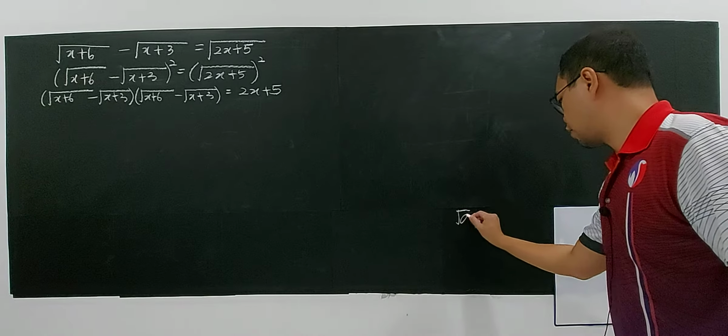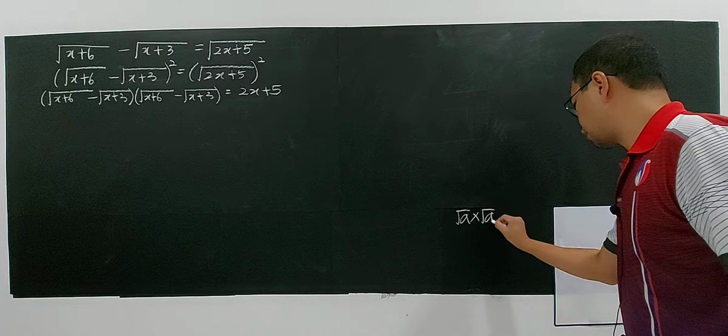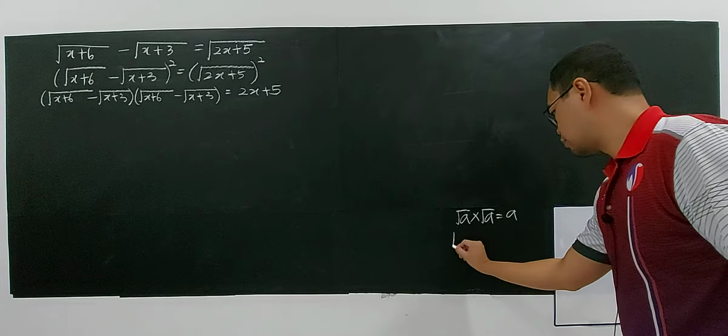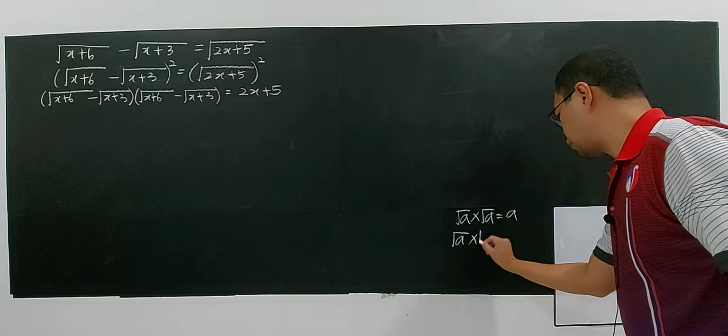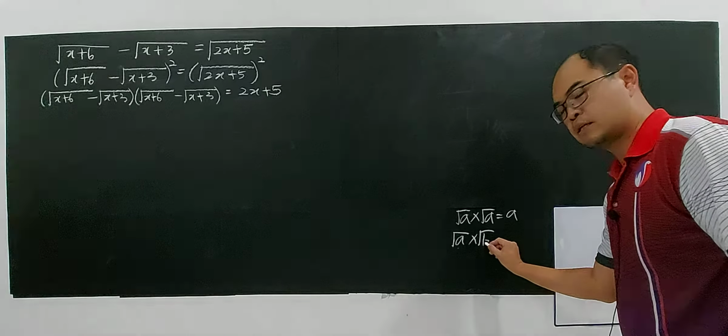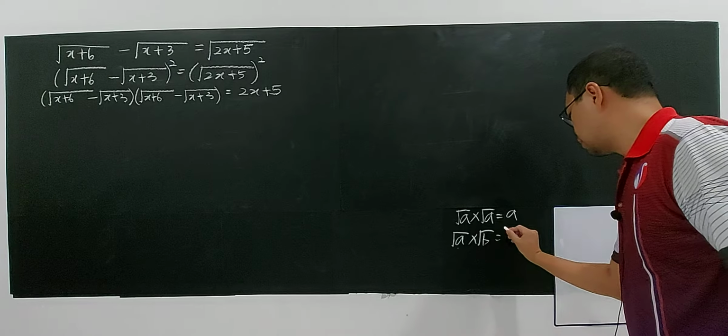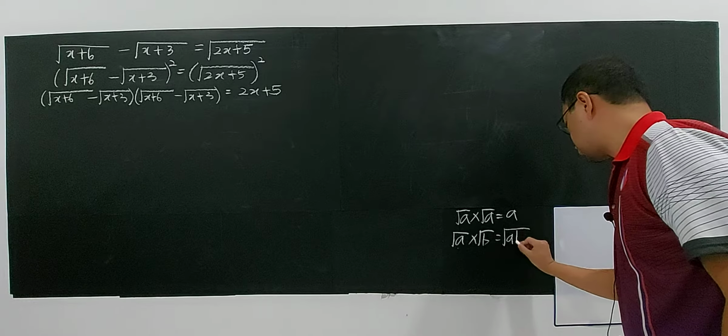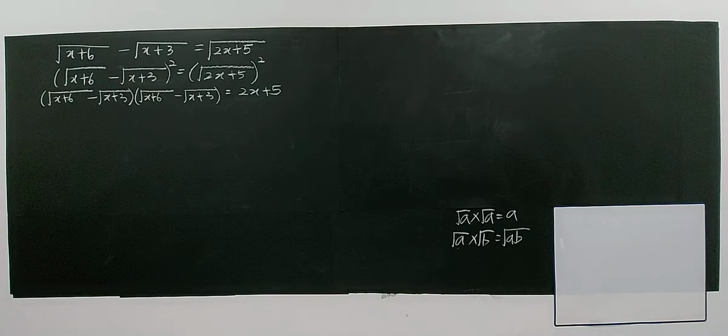As you know, the square root of a multiplied with the square root of a gives you a. And the square root of a multiplied with the square root of b, where a is not the same as b, the values are different, so you just combine them under one square root as a multiplied by b. So for this, actually you apply the law of index.